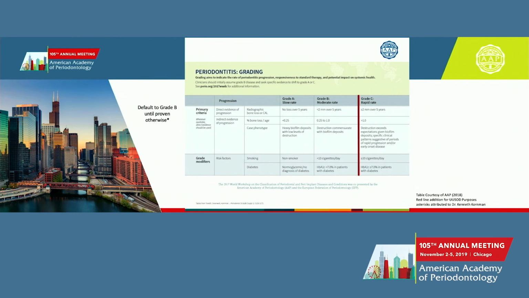Now grading, Dr. Kornman said, default to grade B until proven otherwise, and that's what we've seen. Most of our patients, at least within our clinical setting, are definitely grade Bs, a few grade Cs, and with our patient population, very few grade As. So most everybody's going to be a grade B.